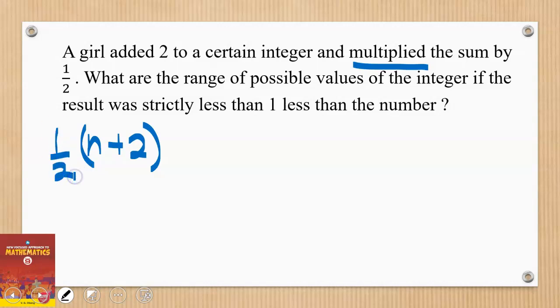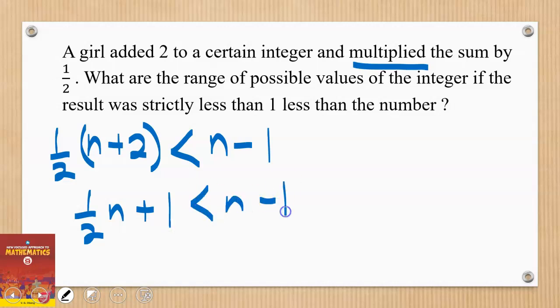Now, what are the range of possible values of the integer if the result is strictly less than, that means that it's not less or equal to, so strictly less than 1 less than the number, so the number is n, so n minus 1. So this is how the inequality is going to be like, and we have to solve it. When we solve it, we have half times n plus 2, that is half times 2 is 1, less than n minus 1.